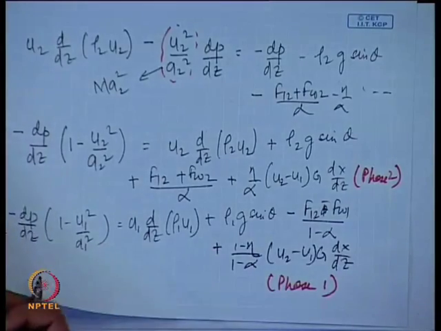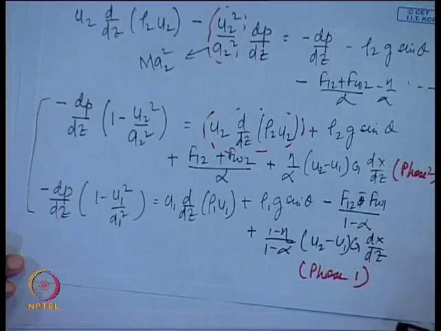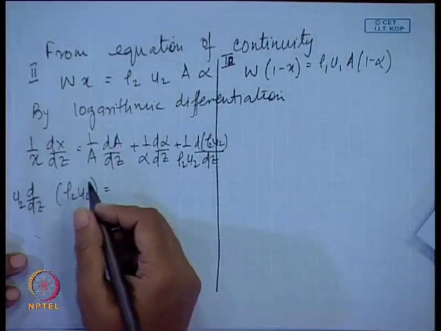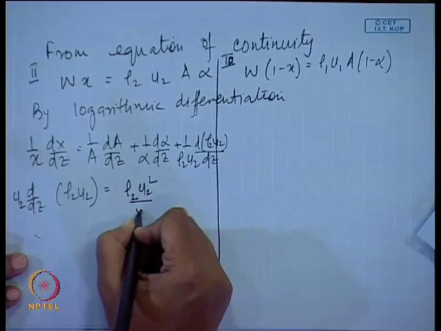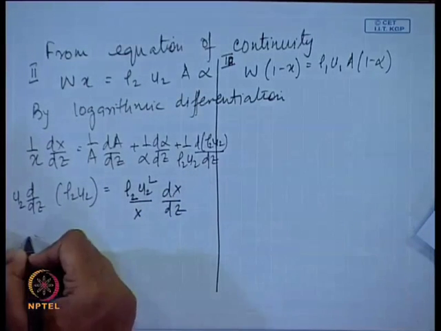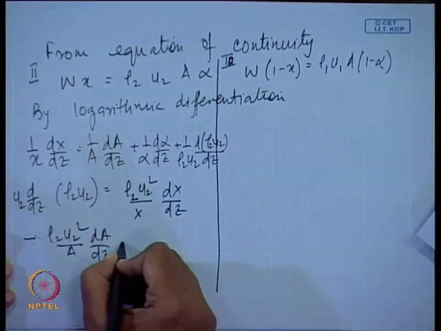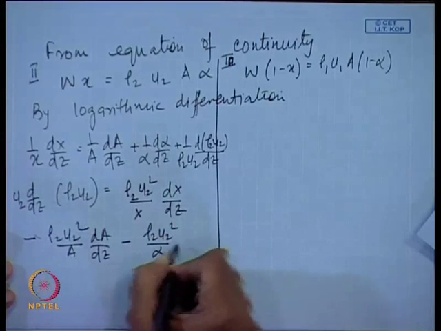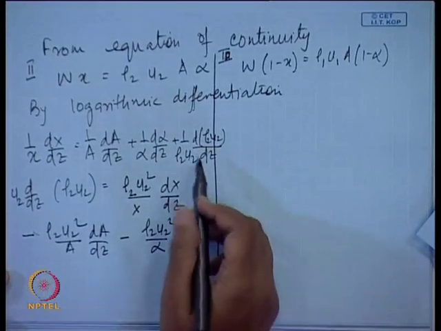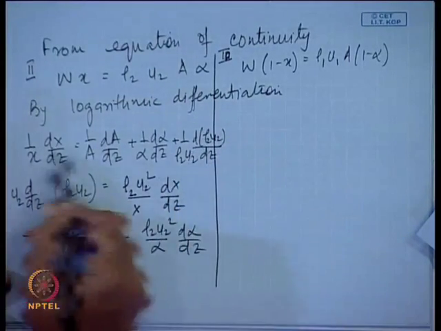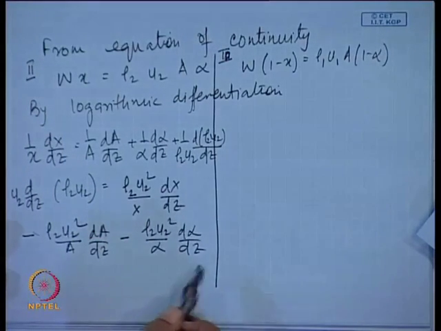This whole term, if I want to substitute it in terms of certain known parameters, what does it become? Just check what I am writing: rho 2 u 2 square by x dx dz minus rho 2 u 2 square by A dA dz minus rho 2 u 2 square by alpha d alpha dz, yes or no? Please follow the derivation carefully. So, I have simply substituted this, and accordingly I have brought the other things to the left hand side, and I have got this particular equation, agreed?